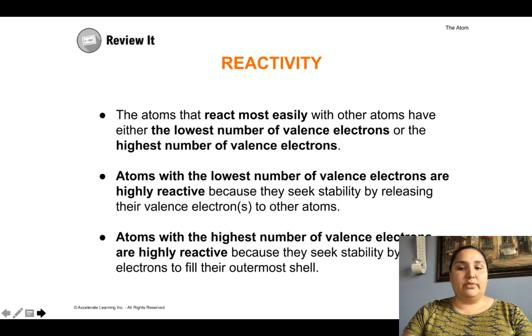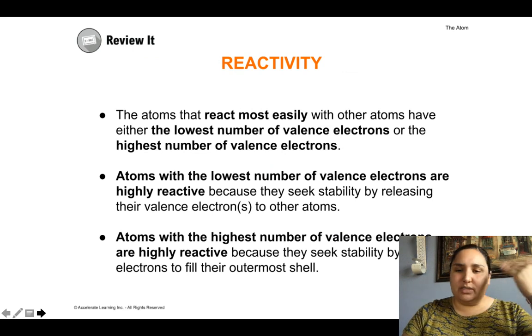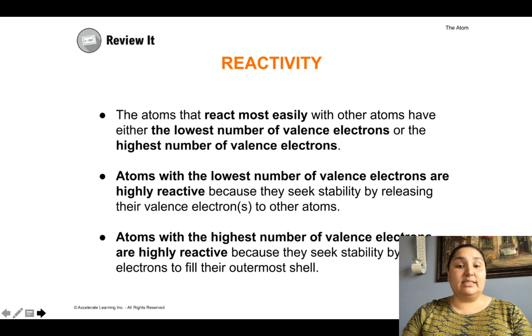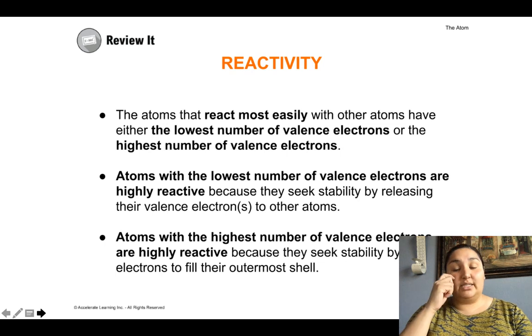Atoms with the lowest number of valence electrons are highly reactive because they seek stability by releasing or letting go of that 1 valence electron. Either 1 or 2, it's very easy for them to release their valence electron. Atoms with the highest number of valence electrons are highly reactive because they seek stability by gaining electrons to fill their outermost shell. So those elements with 6 or 7, it's very easy for them to gain 1 or 2 electrons to gain stability.